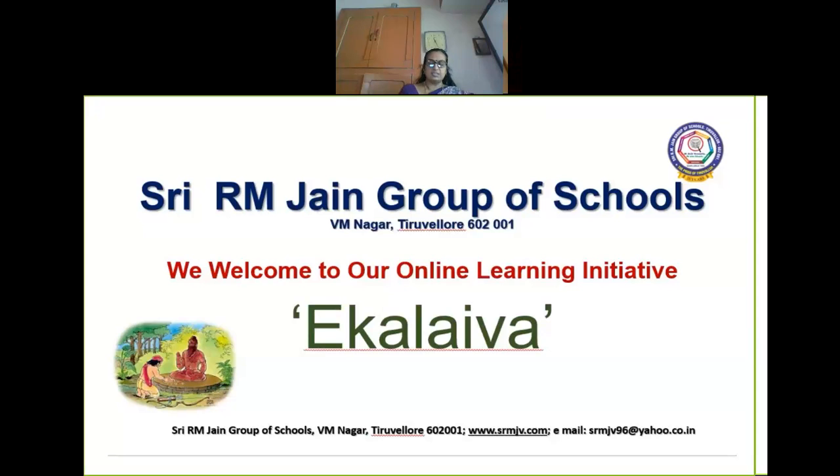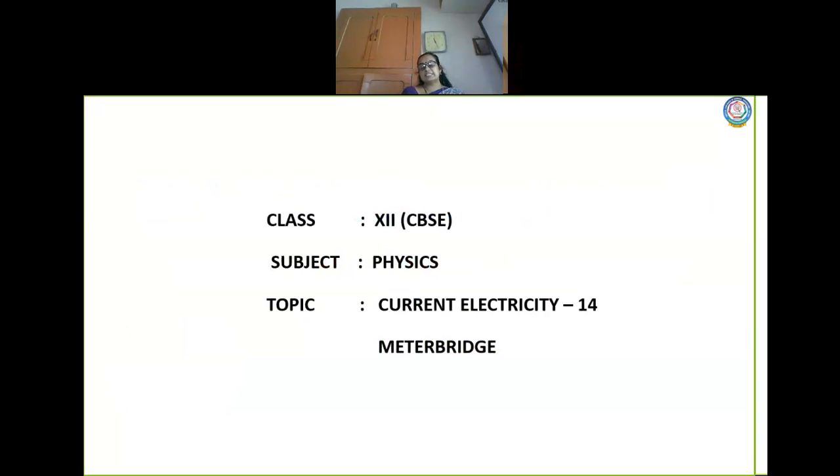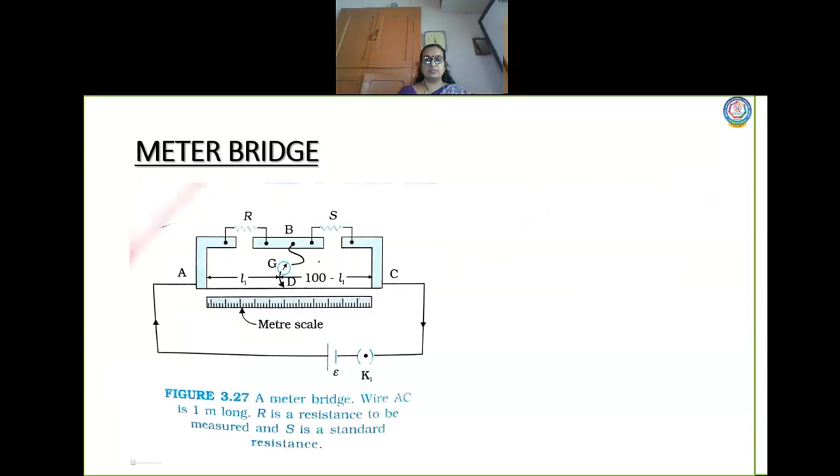Now, this meter bridge is one of the applications of Wheatstone's network, where we were discussing four resistors, and when you have a galvanometer in between at a particular point, the galvanometer shows zero deflection. Then we saw that the ratio of R1 by R2 is equal to R3 by R4. So this is what we were discussing in Wheatstone's network. So the application of it is meter bridge, which we are going to learn today.